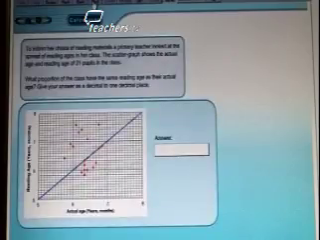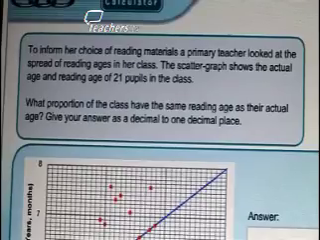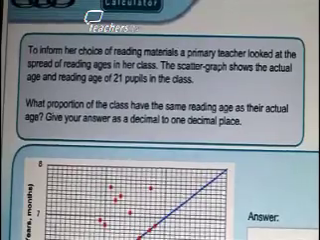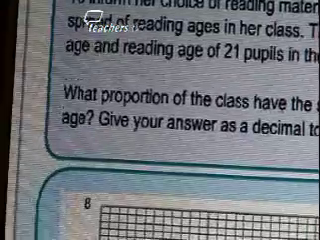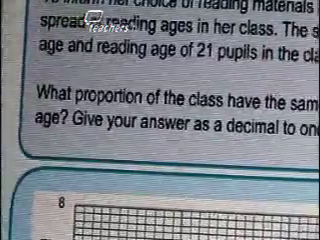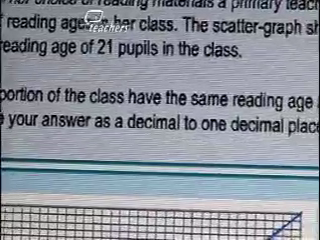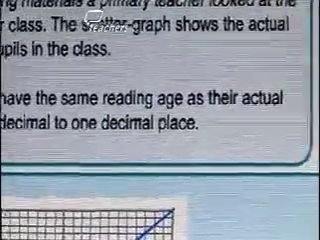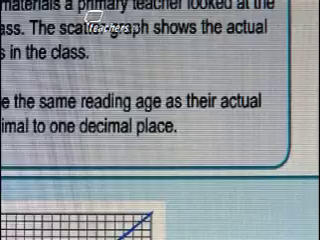To inform her choice of reading materials, a primary teacher looked at the spread of reading ages in her class. The scatter graph shows the actual age and the reading age of 21 pupils in the class. What proportion of the class have the same reading age as their actual age? Give your answer as a decimal to 1 decimal place. Now, some of the techniques we're going to discuss will be helpful to you in other questions.